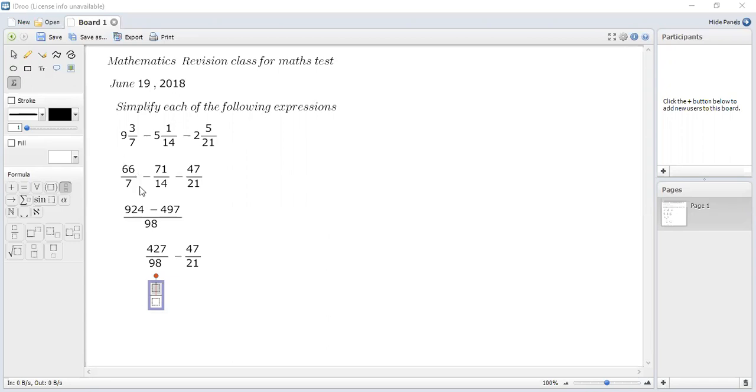What we did, you know? Step number one, we convert the mixed fractions to improper fractions. Then we start off with the first two fractions. We cross multiply, meaning 14 times 66, that gives us 924. Then 7 times 71, that gives us 497. And 7 times 14, that gives us 98. Then now, you subtract these two, and get 427, and we bring back the 98.